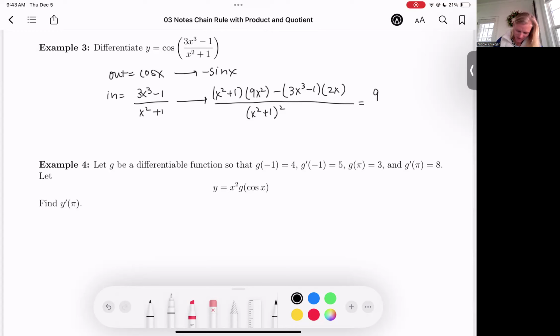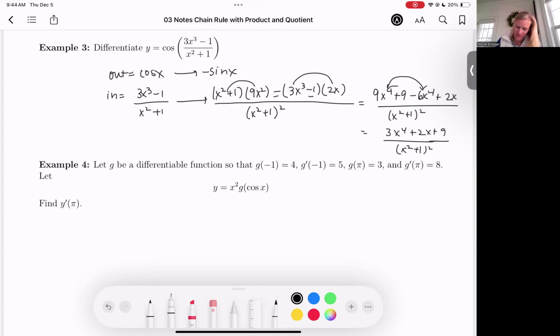So if I multiply out this piece, I'm going to get 9x to the fourth plus 9. I'm going to get 6x to the fourth, and that'll be minus 6x to the fourth. And this next piece is going to be positive because I have a minus and a minus. So I'm going to have plus 2x all over x squared plus 1 squared. These two terms will combine to give me 3x to the fourth plus 2x plus 9 all over x squared plus 1 squared. Okay, you did not have to simplify that. I'm only simplifying it because I'm going to have to rewrite it, and it looks maybe a little bit nicer.